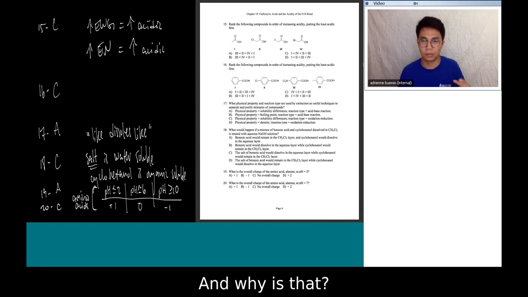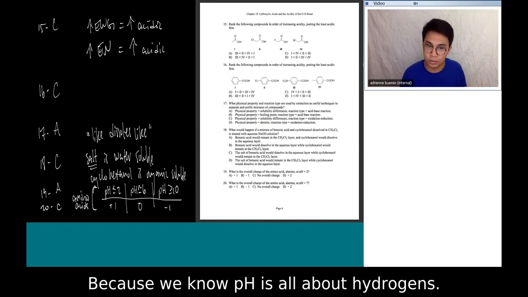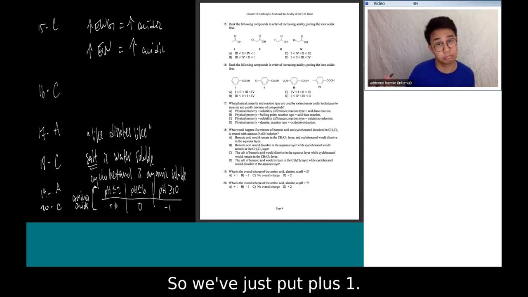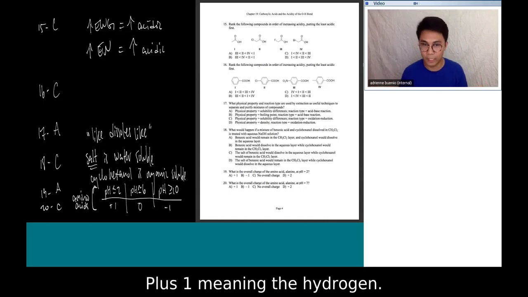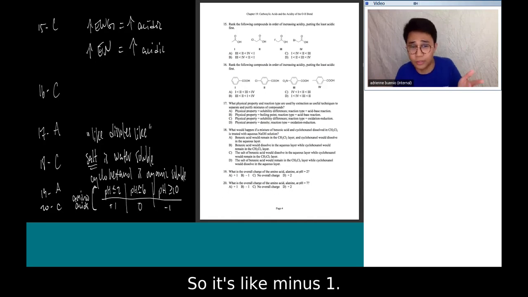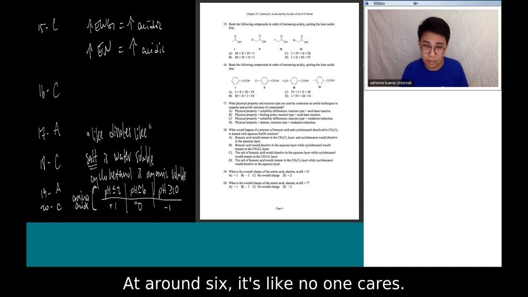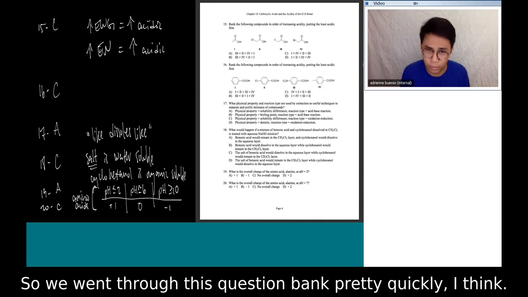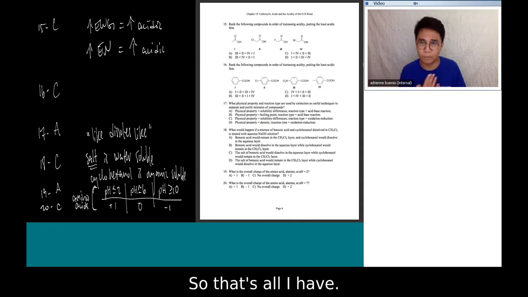And why is that? Because we know pH is all about hydrogens, right? So if it's super acidic, it has a lot of hydrogen, so we've just put +1, meaning the hydrogen. If it's super basic, it doesn't have that many hydrogens, so it's like -1. At around 6, it's like no one cares. It's okay, you're there, right? So we went through this question bank pretty quickly, I think. So that's all I have.